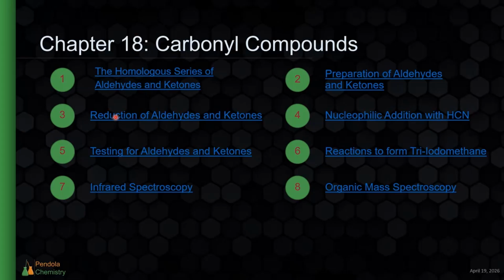We're going to see the reduction in section 3, the nucleophilic addition with hydrogen cyanide or hydrocyanic acid, depending on how you want to see it, in section 4. And then in section 5, we will go into how do we test for aldehydes and ketones. How do we figure out if an unknown has an aldehyde or a ketone group. Finally, finishing with a very specific test in section 6, which is the triiodomethane or triiodoform test.